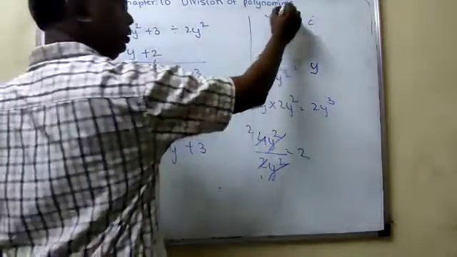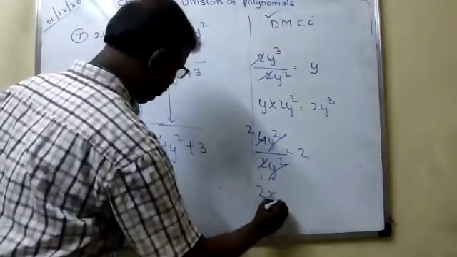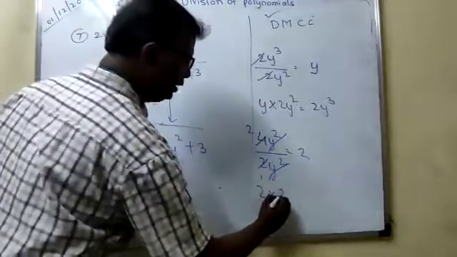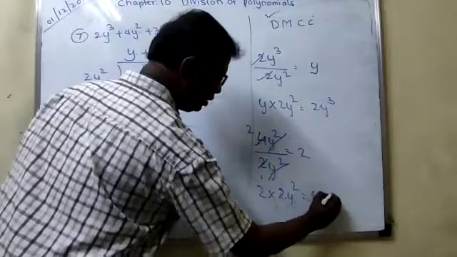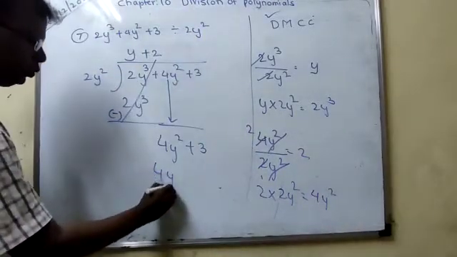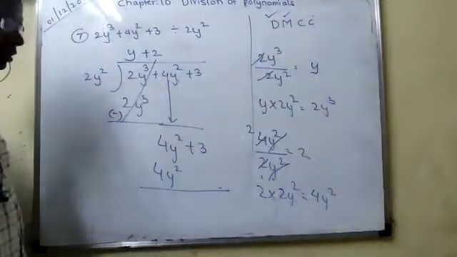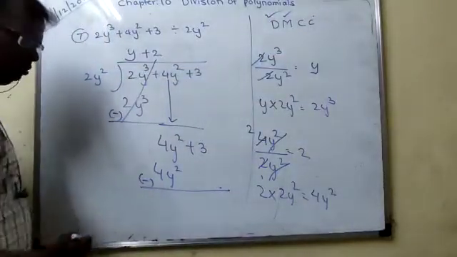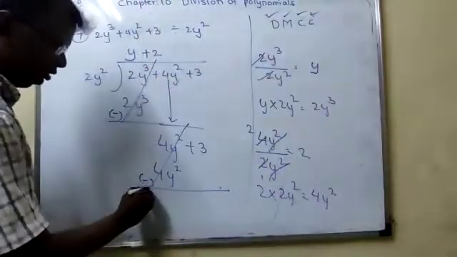Division over. Now multiply this into this. What is the number here? 2. 2 into 2y square, 2 2s are 4, that is 4y square. Multiplication is also over. Change the sign, that is minus. Then next, cancel. Now what is remaining?